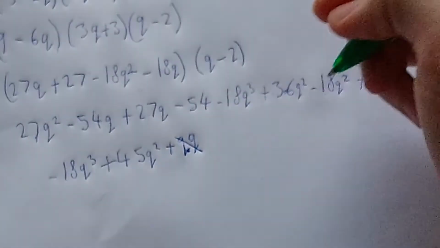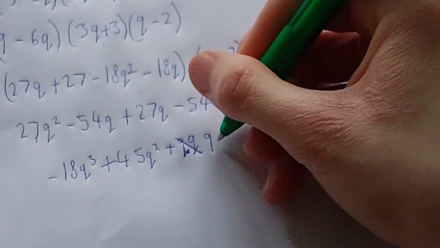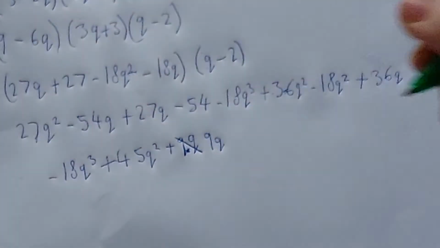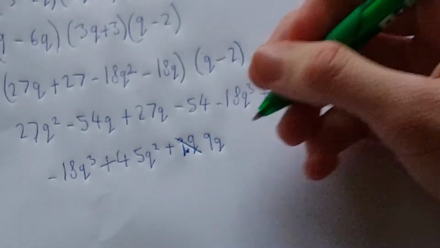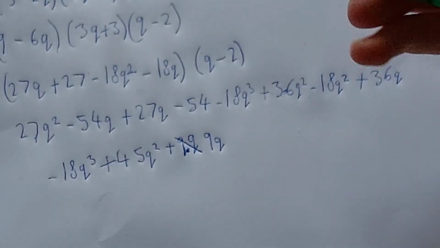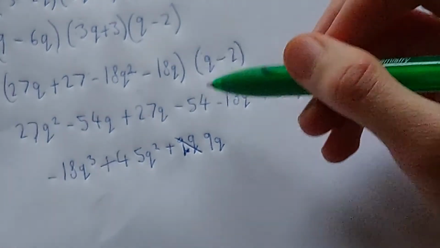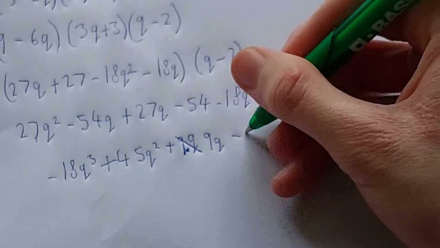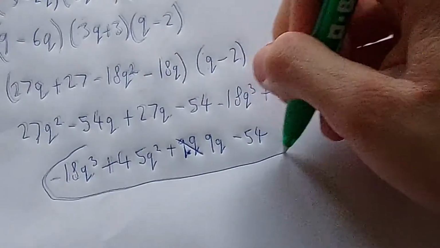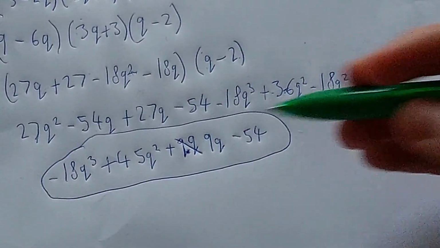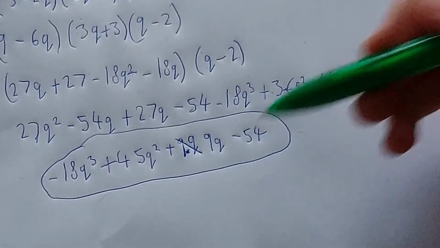I'll just rewrite that so it's a bit clearer for you. So this would give us positive 9q, because 9 and q both look quite similar. And then finally we look at the one without any letter, which is just minus 54, so we just put minus 54, and then this is the answer: minus 18q cubed plus 45q squared plus 9q minus 54.